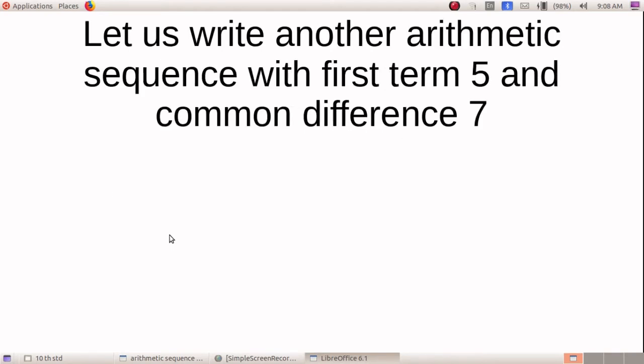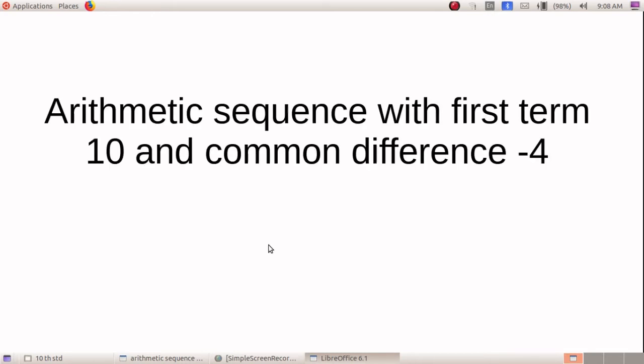One more example. It starts with 5 and the common difference is 7. Therefore, the first term is 5, the second term is 5 plus 7, 12, then 12 plus 7, 19, like that. One more example. Let us start with 10 and let the common difference be minus 4.